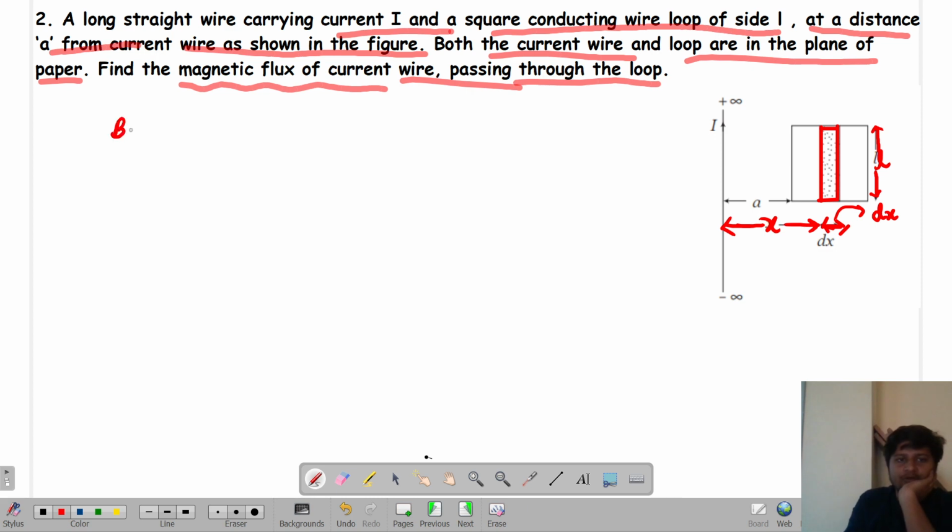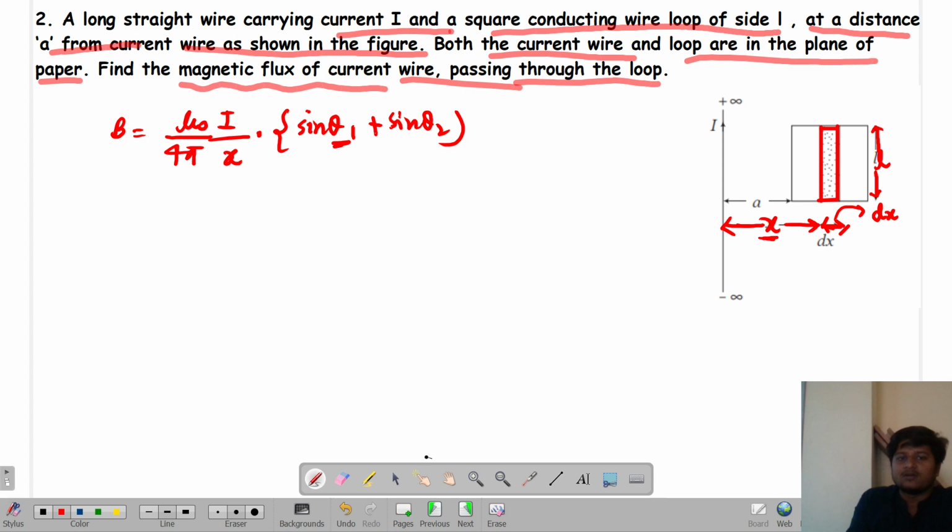So B will be equal to what? Mu naught by 4 pi I divided by distance r. Now, is this a square loop? Means first I'll calculate for a smaller element. So where is this smaller element located? At distance x. So at distance x into what? Sine theta 1 plus sine theta 2.